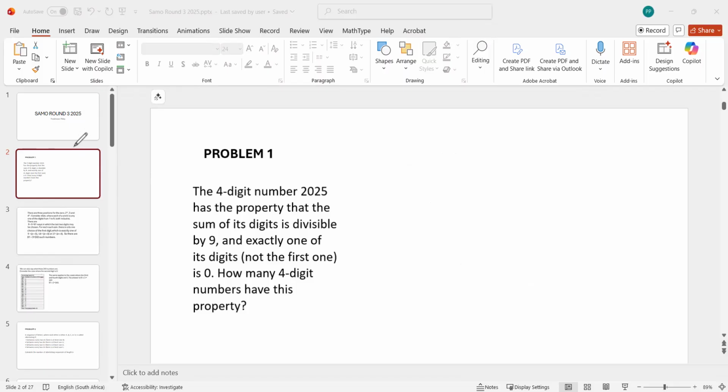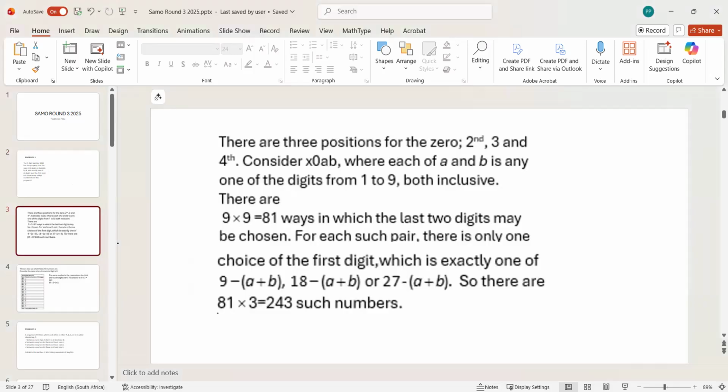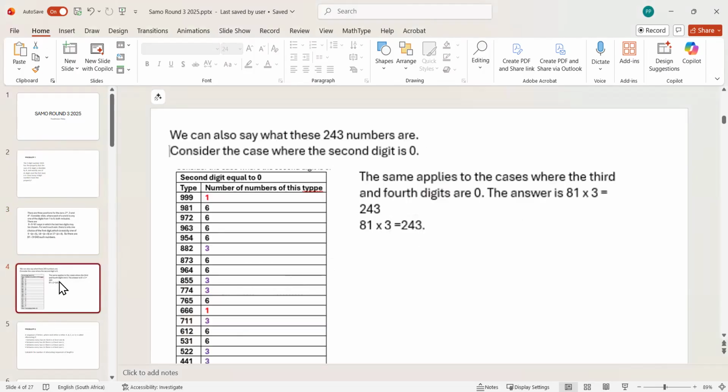I always have the actual type solution, like today, and I'm going to expose this type solution to you so that you can see the full solution, the way it's supposed to be written. Here I've actually listed all the 243 numbers, counted them, and you can have a look at that.